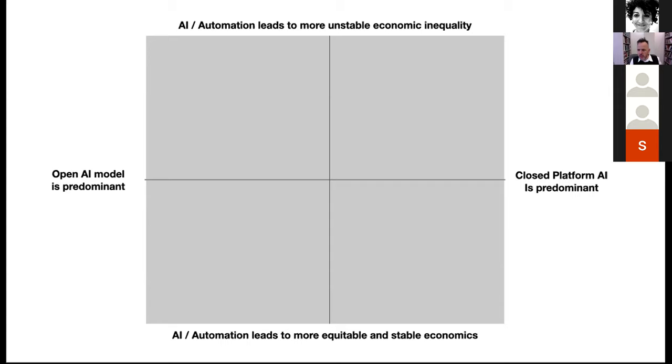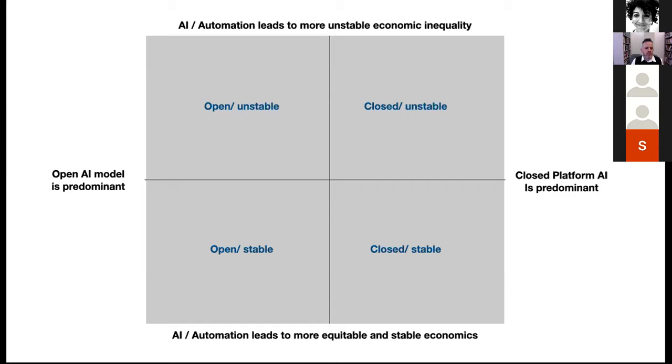You've got one world which is open and stable, where AI is generally available to lots of different people and this results in a more equitable and stable economics. You have a closed and unstable world, where because it's controlled by highly capitalized platforms, this leads to a greater degree of social inequality and unstable economics. Those are the two you kind of expect. Those are the two that you get lots of op-eds about already.